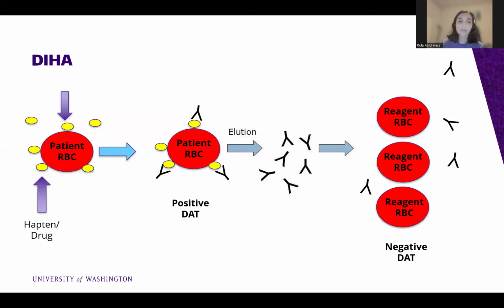So if we assume that the yellow is the drug, or what we're going to call the hapten, once it's bound to a red cell, your body can make antibodies to it. And this could absolutely result in a positive DAT. When we do the elution and we remove those antibodies and then we try to react it to reagent red blood cells, what happens is that there's no drug present. So we're often going to get a negative elution.